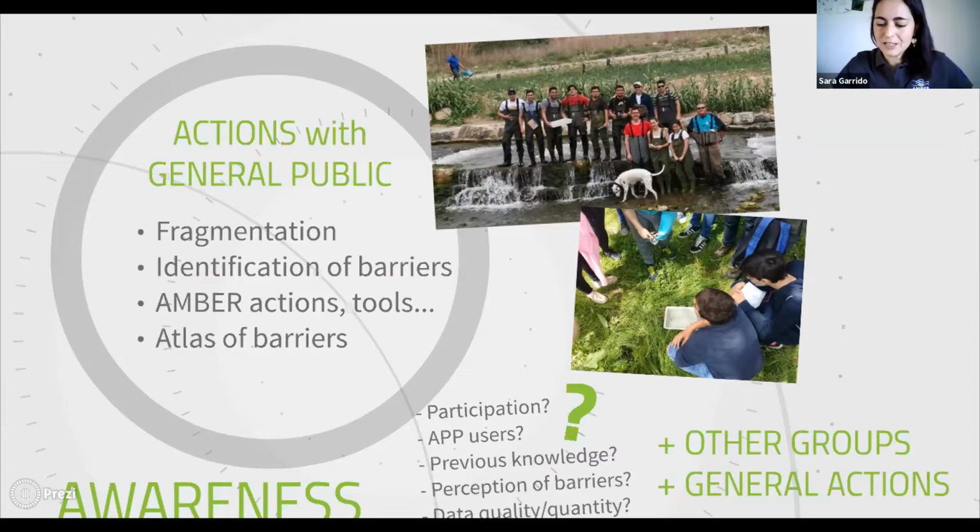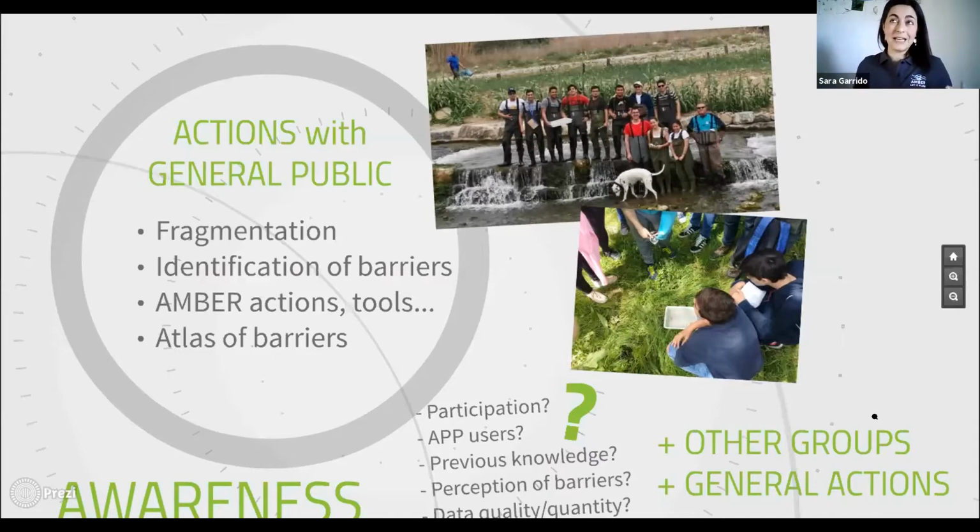And one thing that we realized in this action is that there's very little previous knowledge about fragmentation. And most of all, the main obstacle was that the perception of barriers was very positive. I mean, our participants were very positive about having a weir or a dam or a big reservoir in their areas. So we saw that we had to change the perspective. We had to make more general actions, so we can get more people on board and include other groups.